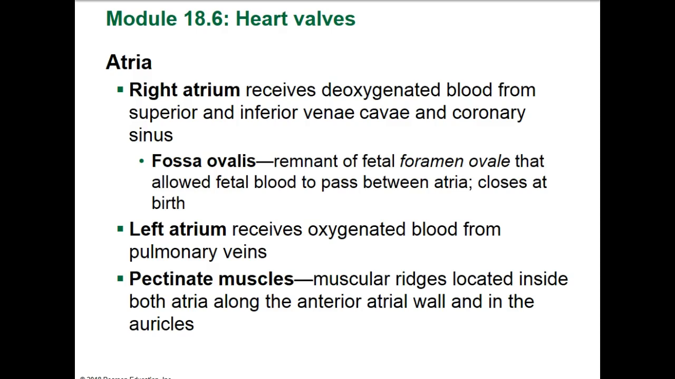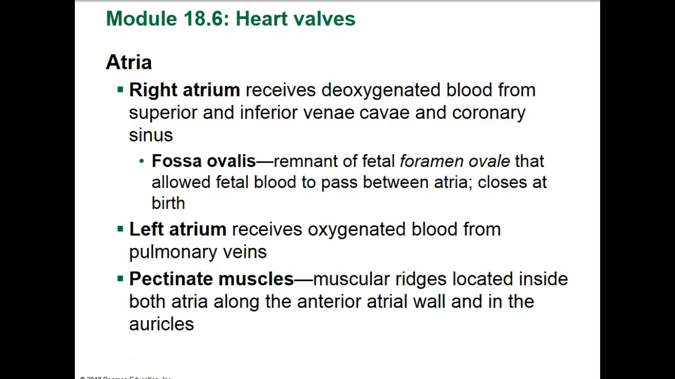This is really a summary for you from last time. We know the right atrium receives deoxygenated blood from the superior and inferior vena cava and the coronary sinus, draining the heart muscles. And remember, go and walk through the model I've got on the floor out here when you have the opportunity. The fossa ovalis is a remnant of the fetal foramen ovale that allows the fetal blood to pass between the atria.